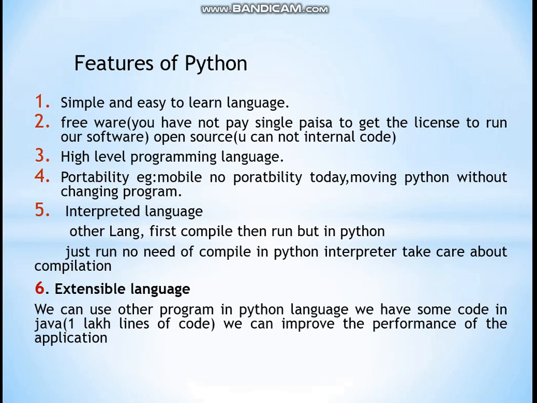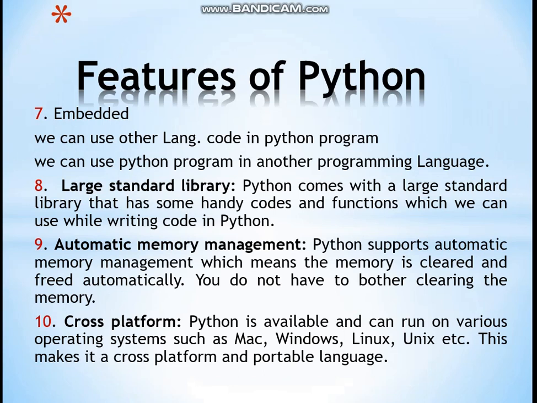It is an interpreted language. Other languages first compile and then run, but in Python we directly execute the program, and the compilation part is taken care of by the Python interpreter. It is an extensible language. We can use programs written in other programming languages in Python. For example, if we have 1 lakh lines of code in Java, we can improve the performance of the application in Python. Embedded means we can use other programming code in Python, and we can use Python in other programming languages.